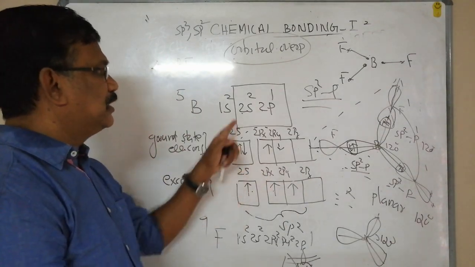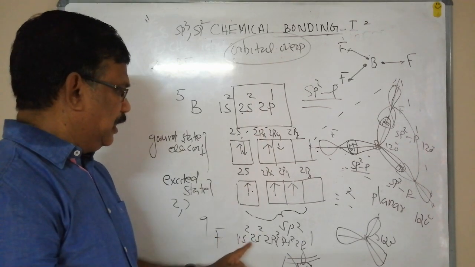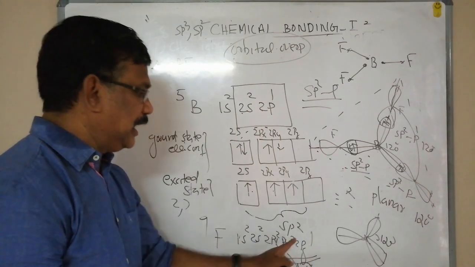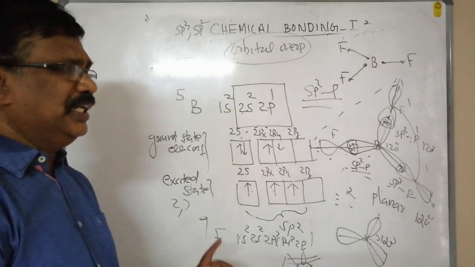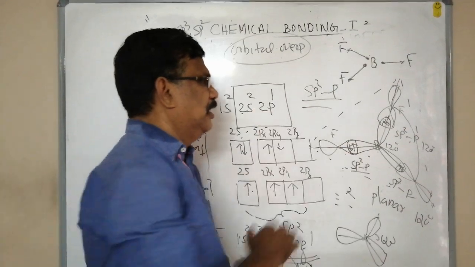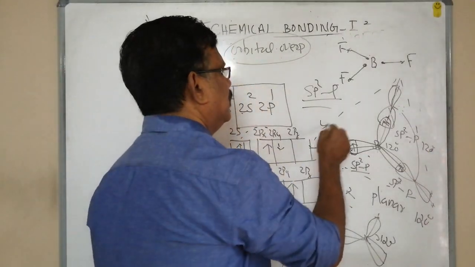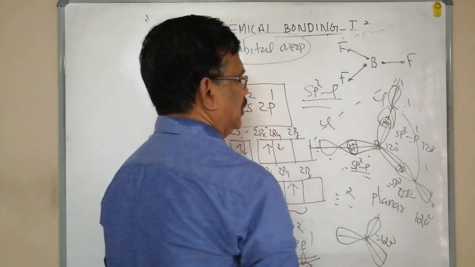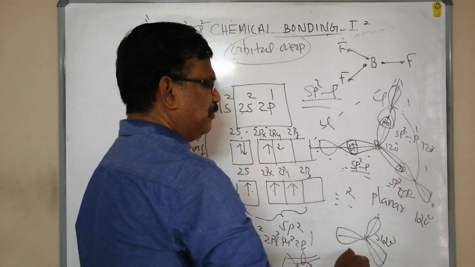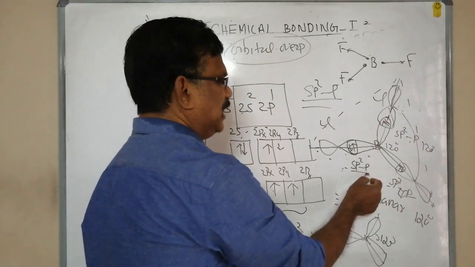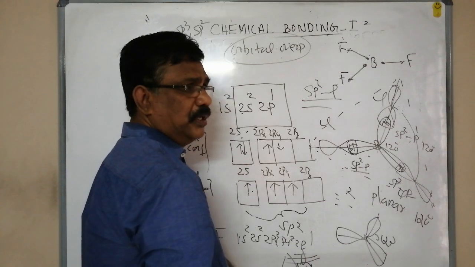Outermost shell of chlorine, 3s2, 3pz1. 3pz1 instead of 2pz1. That is the only difference. The figure is like this. Instead of fluorine, chlorine will come, chlorine, chlorine, chlorine. The sp2-p overlap is similar, similar bond angle, similar shape, no difference. The p orbital, 3pz1, will come. Here it is a 2pz1.